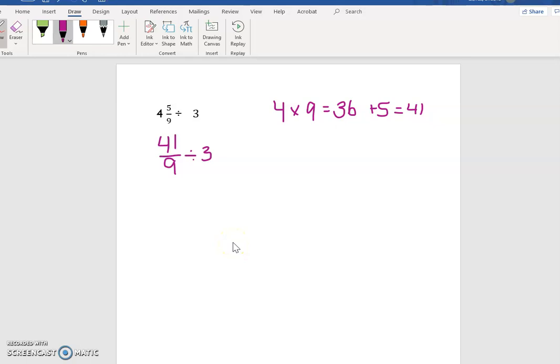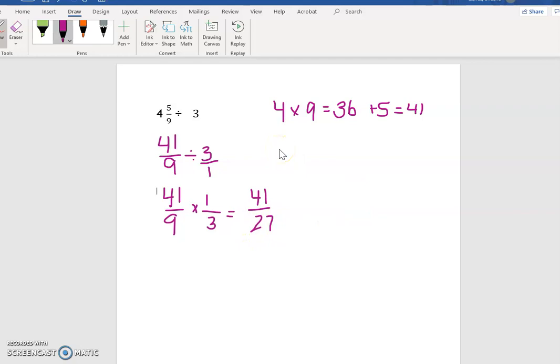Now remember, when we're using the algorithm, we are going to change this into a multiplication problem. And by doing that, I need to change something else. I will remember to put this whole number over 1. Okay, so 3 is over 1. And I'm going to do that because I know if I'm dividing by 3, it's the same as multiplying by 1/3. So this now becomes 41/9 times 1/3. And then we just multiply across, 41 times 1 and 9 times 3.